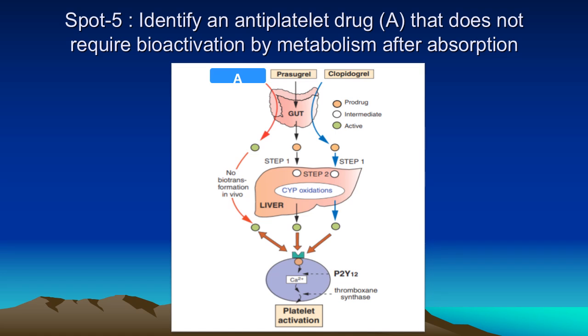Spot 5 is: identify an antiplatelet drug that does not require bioactivation by metabolism after absorption. Here, the importance is that there is a drug that doesn't undergo hepatic activation after giving it orally. Whereas clopidogrel undergoes two-step activation, prasugrel undergoes one-step activation. The third drug doesn't undergo any activation.